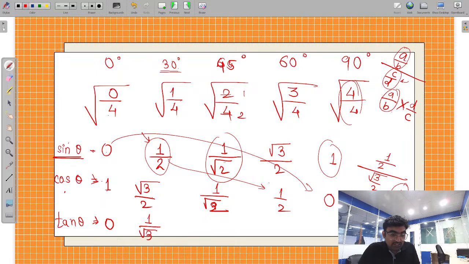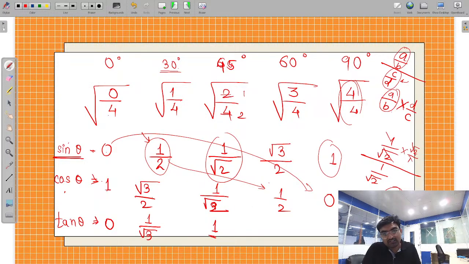Let's try with 45. Okay, so we have to do 1 by root 2 upon 1 by root 2, and that is going to be 1, right? I'll just write it here and we'll explain it. Okay, so it is 1 by root 2 upon 1 by root 2. Correct? If we do the same thing, multiply by root 2 by 1, so root 2 gets cancelled, 1 gets cancelled, right? So we get 1.